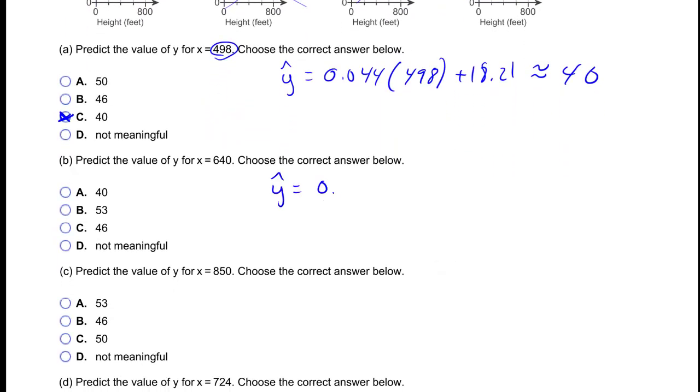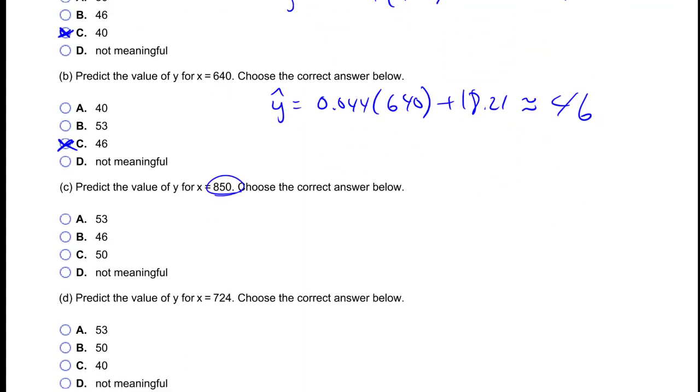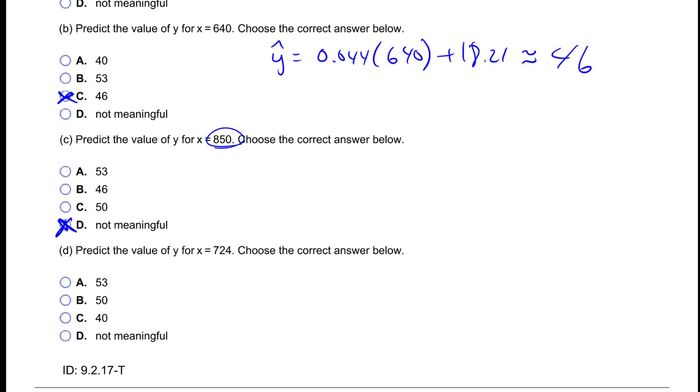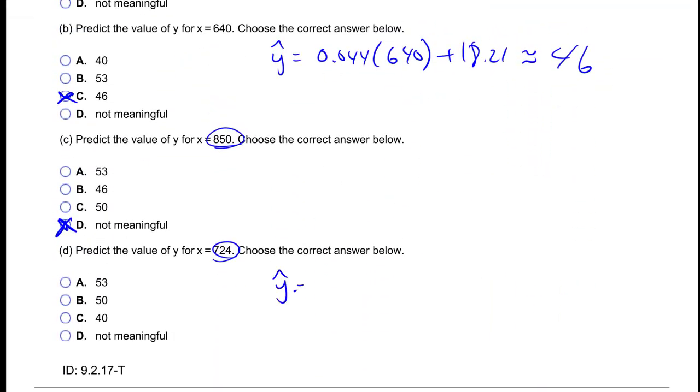Y hat equals 0.044 times 640 plus 18.21. If I do that, I'm going to get approximately 46. 850 would be way out here, too far away from 762. So I'm going to say that is not meaningful for this regression line based on this data. 724, that's okay. So y hat equals 0.044 times 724 plus 18.21, and that's approximately 50.